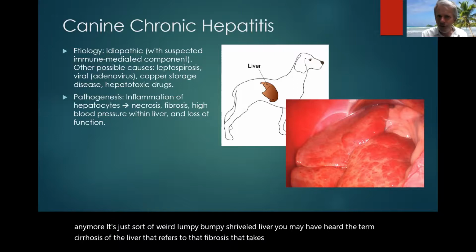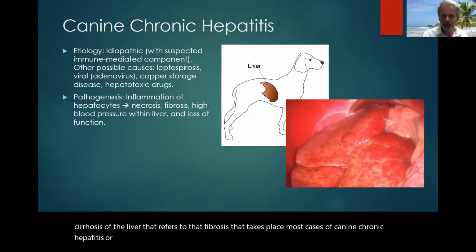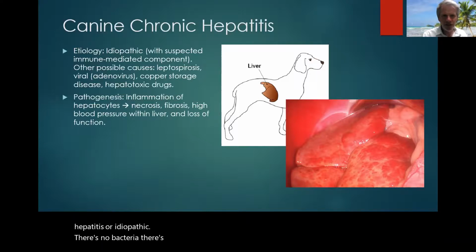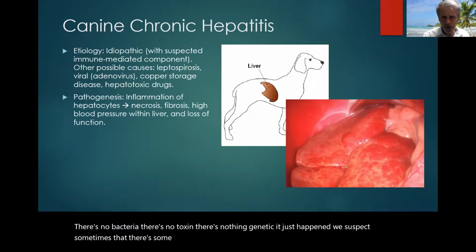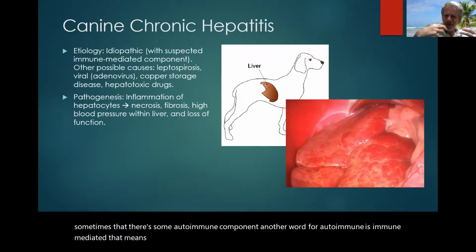Most cases of canine chronic hepatitis are idiopathic. There's no bacteria, there's no toxin, there's nothing genetic. It just happened. We suspect sometimes that there's some autoimmune component. Another word for autoimmune is immune mediated. That means the immune system is attacking the liver.